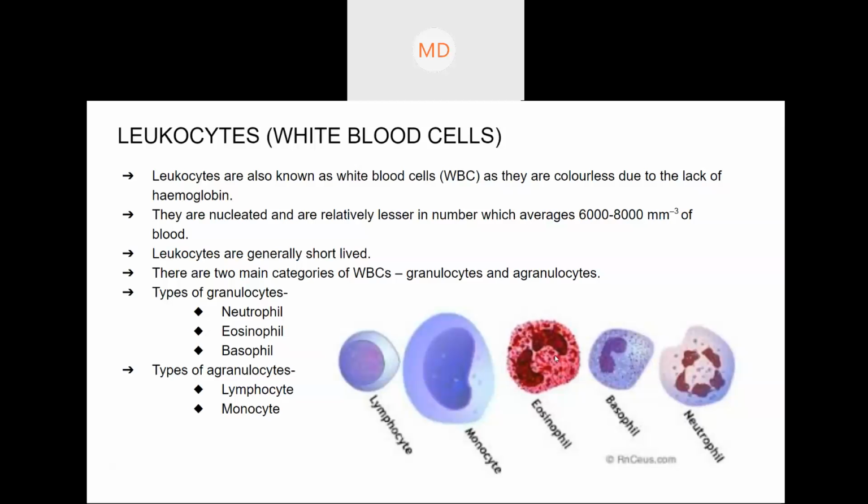So the first thing about white blood cells is that they are also known as leukocytes. They are colorless. Why are they colorless? Because there is no hemoglobin. White blood cells have a nucleus, and the number of white blood cells in the blood is a little bit less than the red blood cells. They are of two categories, granulocytes and agranulocytes. In granulocytes, granules are present, and they are of three types: neutrophil, basophil, and eosinophil. In agranulocytes, there are no granules, and they are of two types, that is monocyte and lymphocyte.